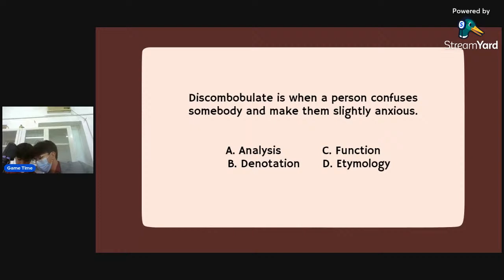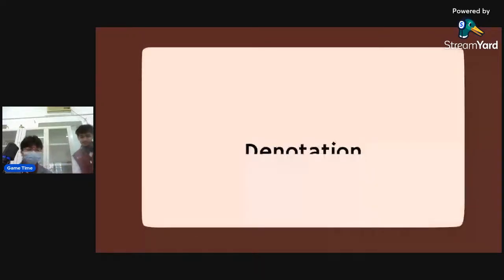Let's give them 10 seconds. Okay, we're taking too long here. So, function, right? The answer is B, denotation. It wasn't part of the techniques, so I just gave it out.